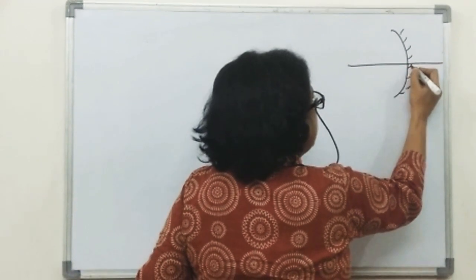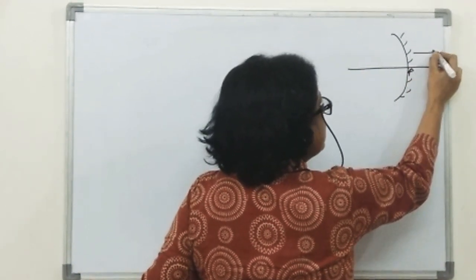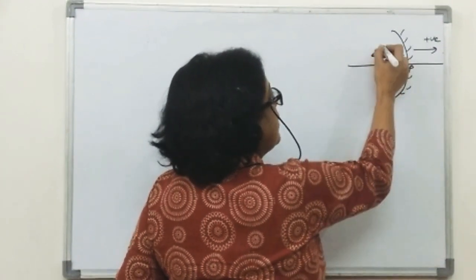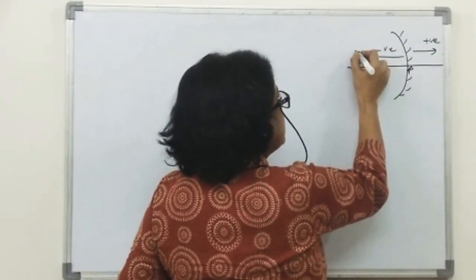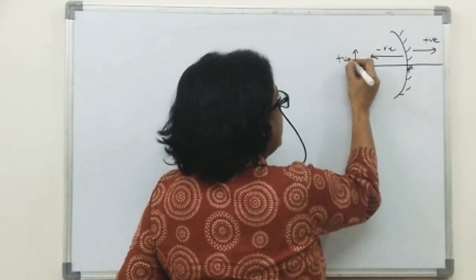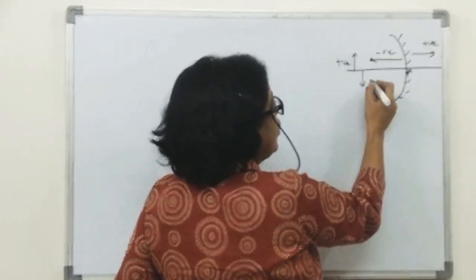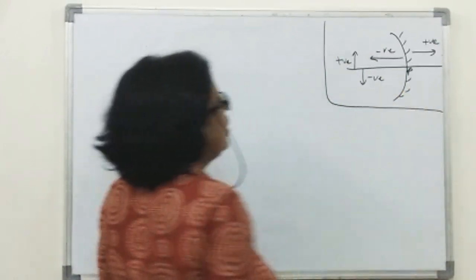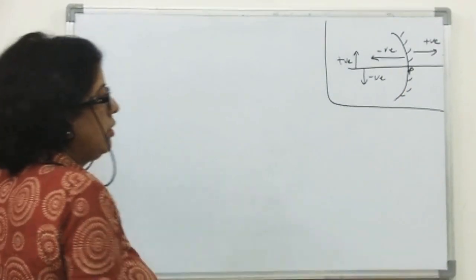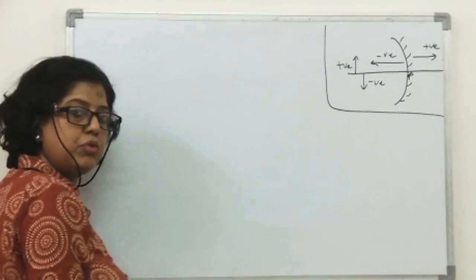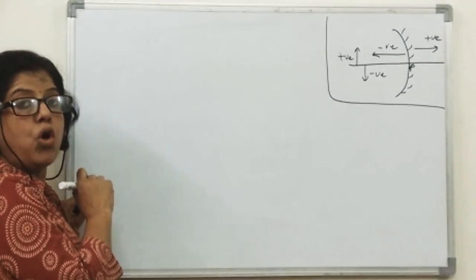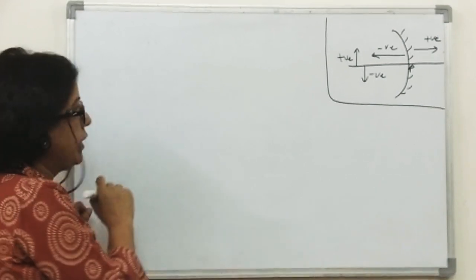We take P as origin, distances from left to right positive, distances from right to left negative, distances upwards positive, distances perpendicular and below the principal axis negative. These are the sign conventions to be followed. If you remember this diagram, you can always easily remember the sign convention. Now if you use these sign conventions, what sign can be assigned to the following terms?